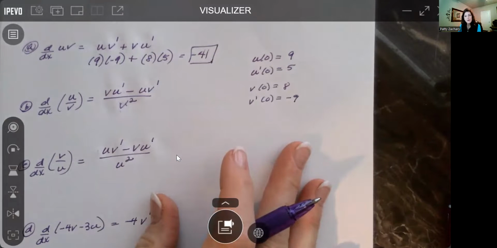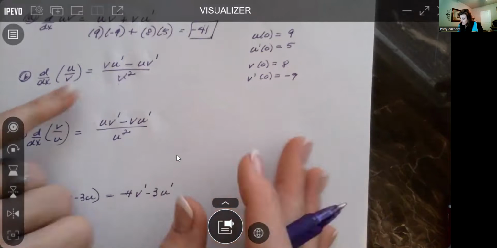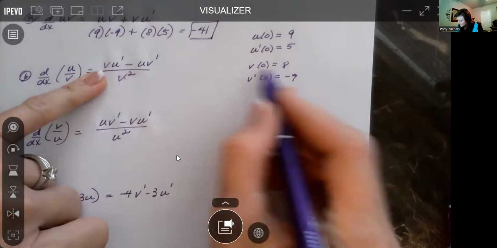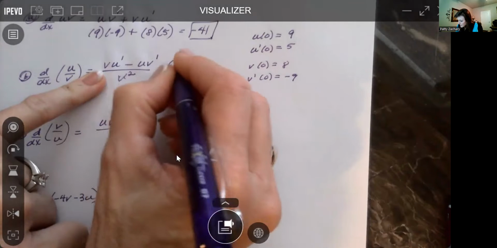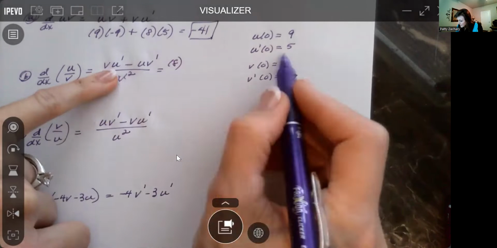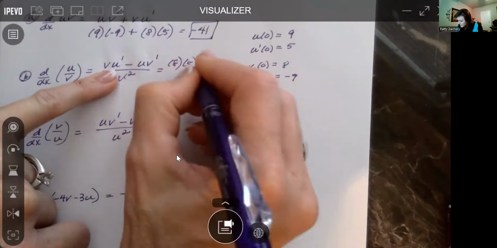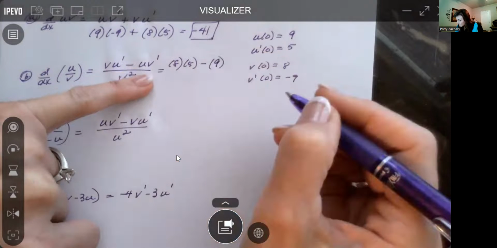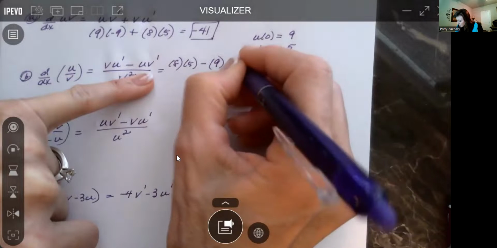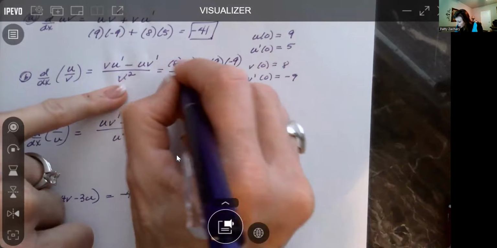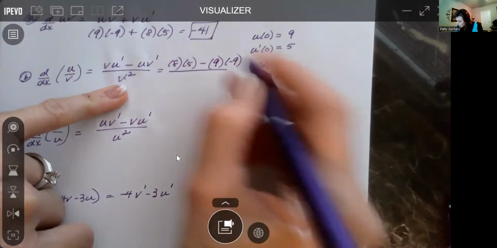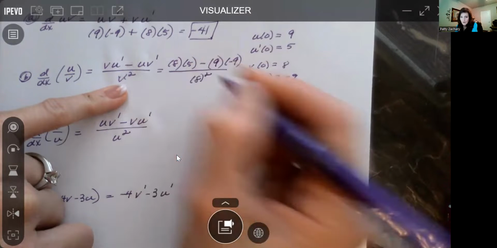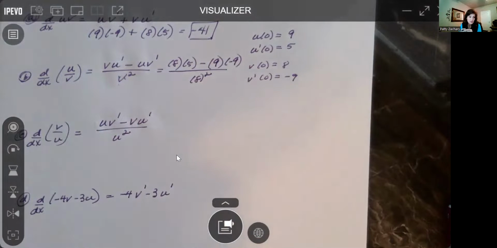So you're evaluating it at the value 0. So your answer is a number, or a numerical answer. So part B would be v, or really v at 0. So this would be 8. And then u prime at 0 would be 5 minus u evaluated at 0, and then v prime evaluated at 0, all over v squared, or v at 0 squared, which is 8 squared. And so you would just simplify that and come up with your answer.